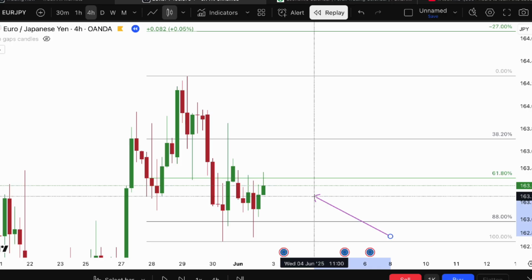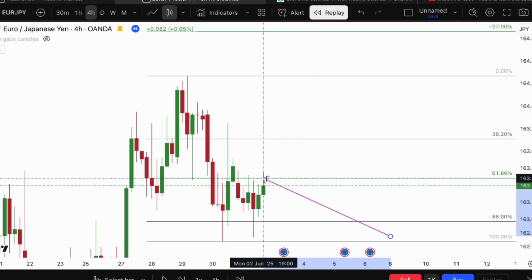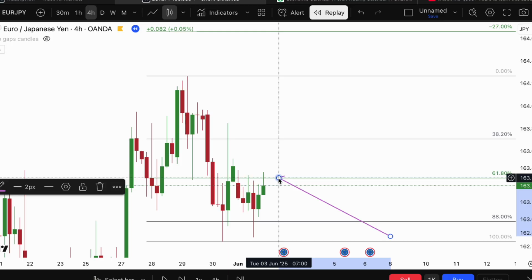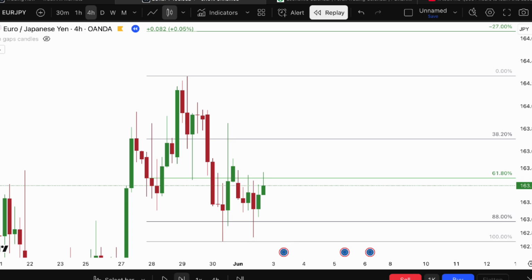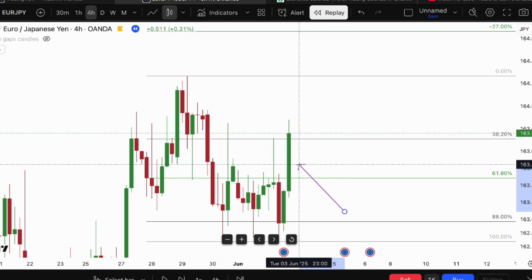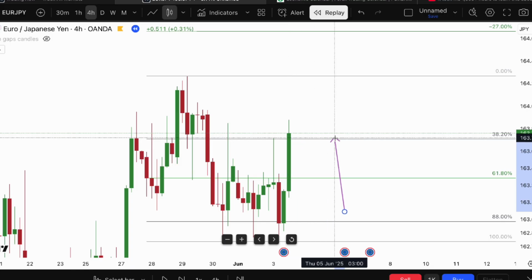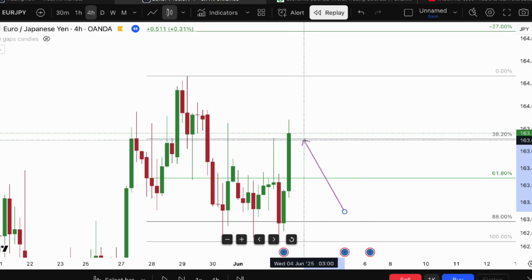On the 4 hour, we're going to wait until we have a break of this 61 level so we can place our entry and get tapped inside of the trade. So right now we are waiting until the 61 level gets broken. Here you see price has broken and closed above the 38 level.